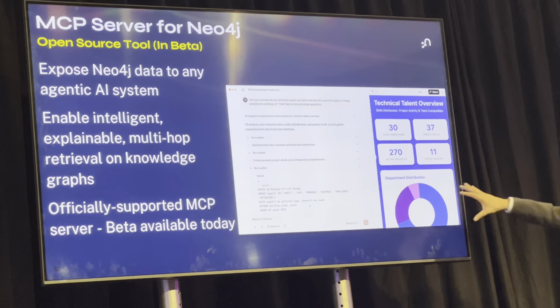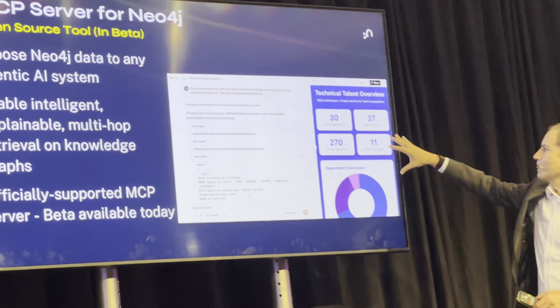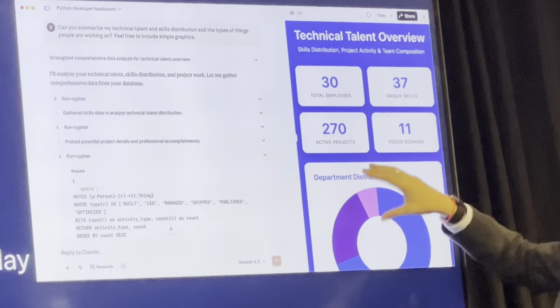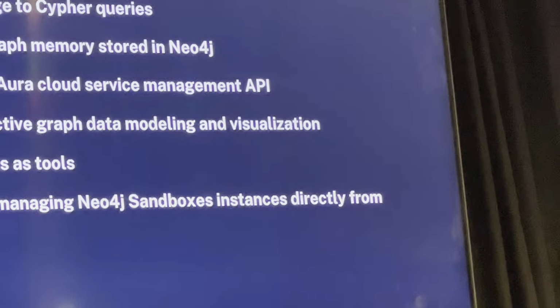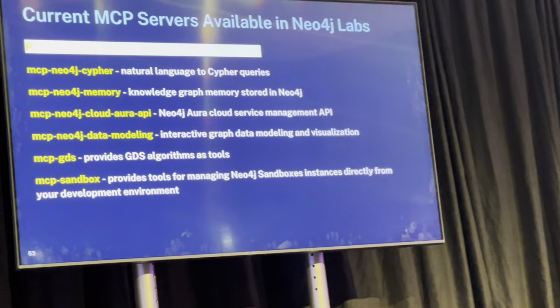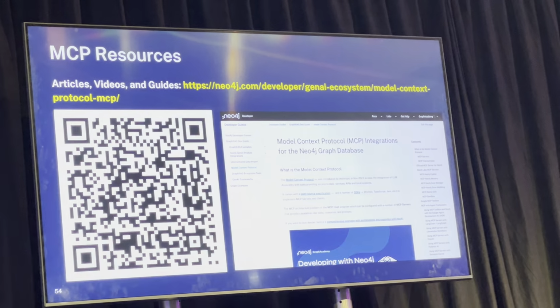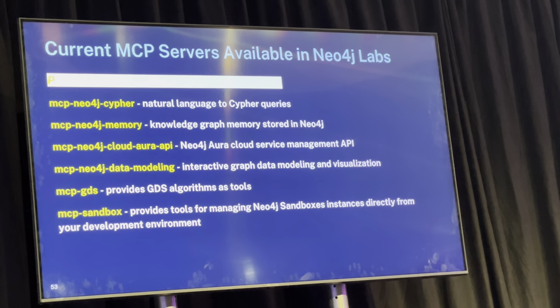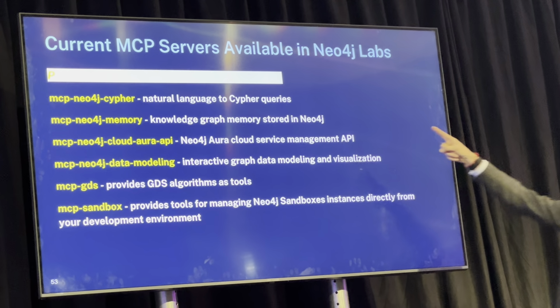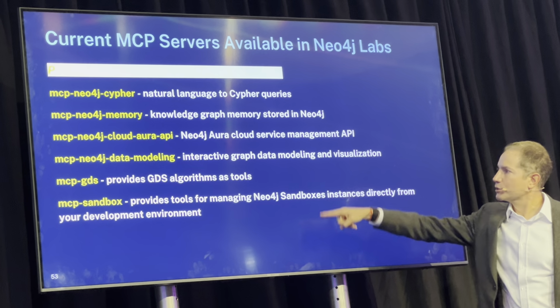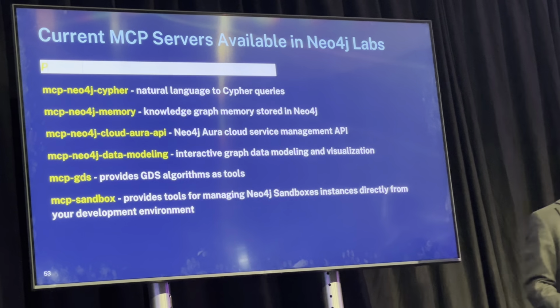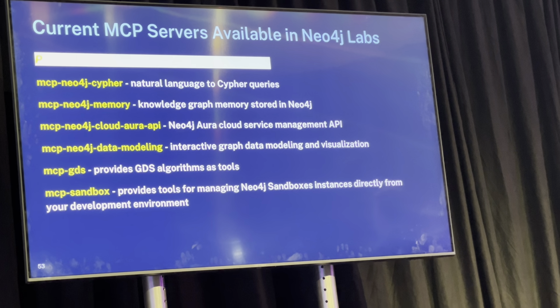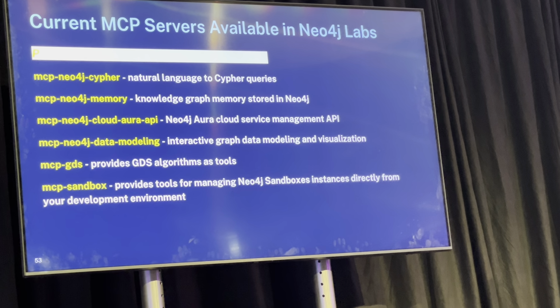So this was the talent. This was the answer to the earlier question of what are people working on, and show me some stats. Looks like we've got a formatting issue there, but it's basically here are the current MCP servers that are available and that are growing. The first one's the most important, just natural language decipher, which is what I just showed you the example of.